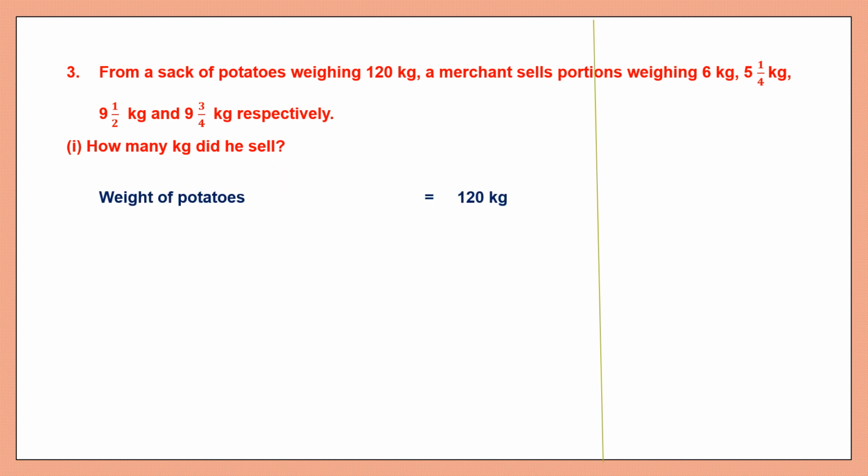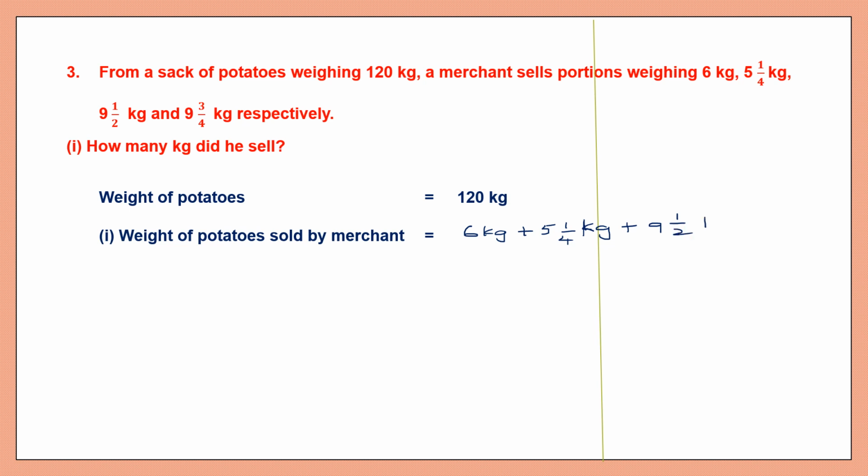Okay, let's begin. Now weight of the potatoes is 120 kilograms and the weight of potatoes sold by the merchant. Let's add up 6 kilogram plus 5 1 by 4 kilogram plus 9 1 by 2 kilogram and 9 3 by 4 kilograms. So we need to add up all these. So first step, let's get them all together, convert them.